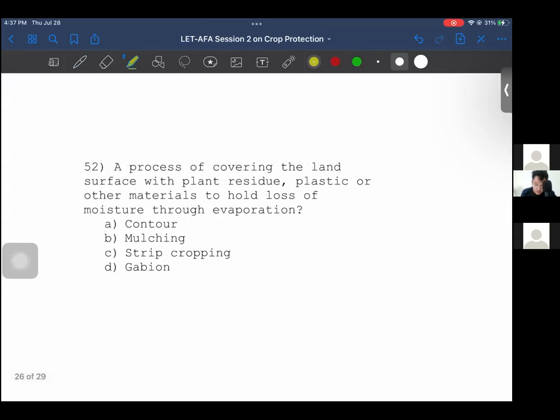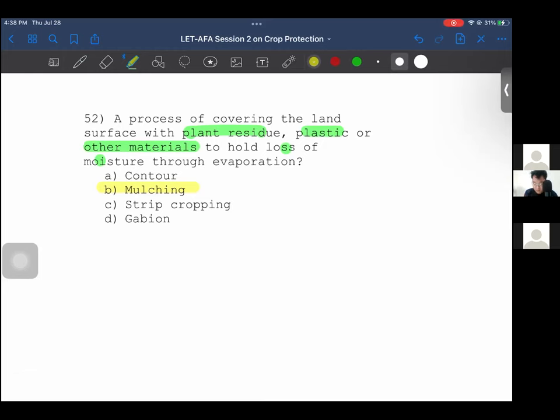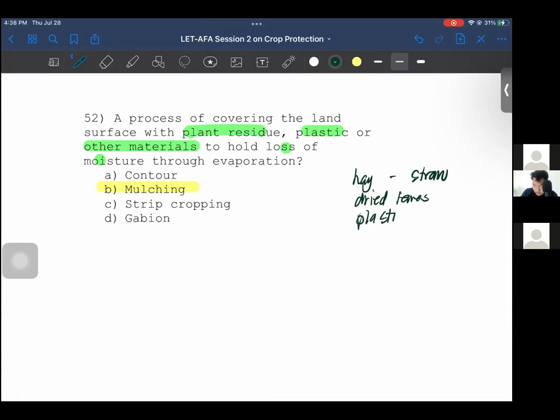Next, number 52, a process of covering the land surface with plant residue, plastic, or other materials to hold loss of moisture through evaporation. So we have tackled this dati rin, the last session. The answer for this one is mulching. Mulching is the ano, ito yung pwedeng ano, straw. Basta yung straw, gano'n. Or pwede rin yung mga dahon, dried leaves, ganyan. And, or plastic. Mulching din yung mga yan.